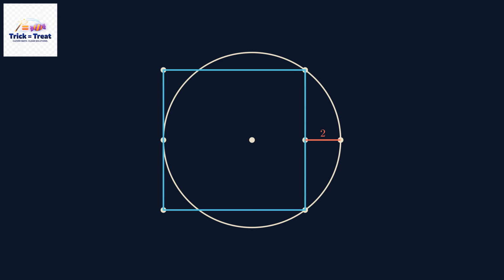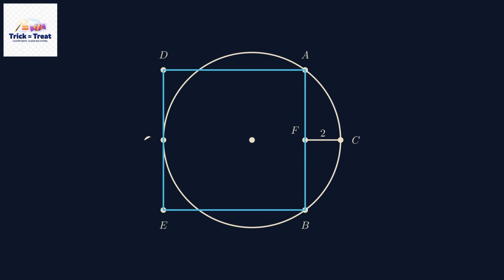Now, usually to find an area, we need a side length, but we don't have that. The only clue we are given is this tiny detail. If we find the midpoint of the arc between the square's corners, the distance from that arc to the side of the square is exactly 2 units. That's it, just the number 2. Is it enough information to crack the code? Let's find out.